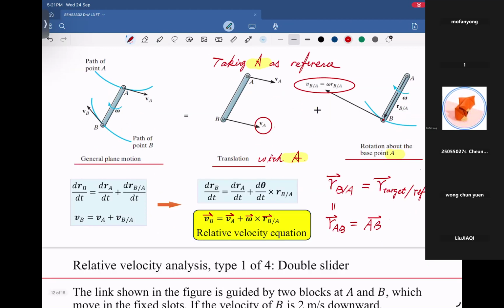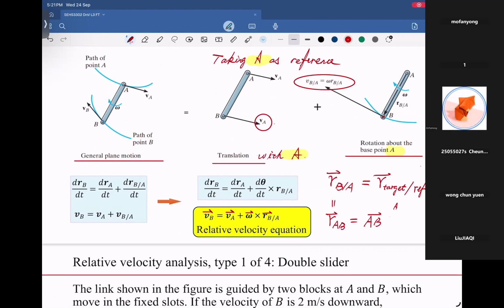Okay, you should remember a reference point is also an initial point in the position vector, okay? So R_B/A, taking A as a reference, is R_AB or r_AB.